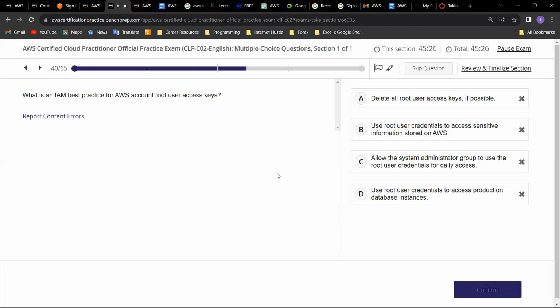So, what is an IAM best practice for AWS account root user access keys? This one is also wholesale.